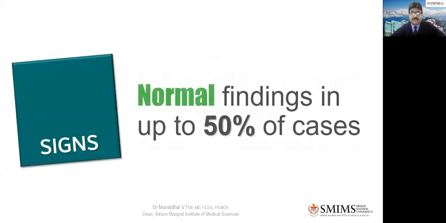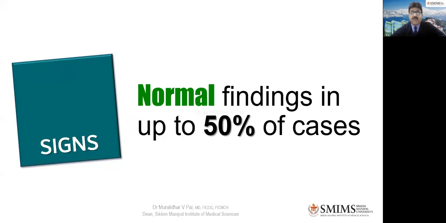What are the signs? Normal findings in up to 50% of the cases. Uterus is normal size, ovaries may be normal, even though the tubes are having some problem or infection there. Usually, unless there's a big pyosalpinx or hydrosalpinx, you can't palpate the tubes. And there's no evidence on the cervix or in the vagina. There is no tenderness. Very difficult to diagnose genital tuberculosis just like that.